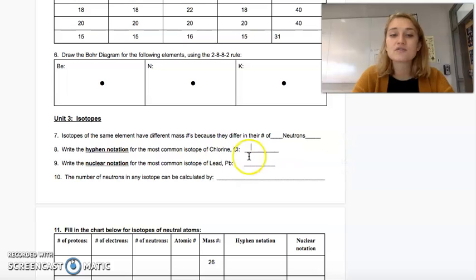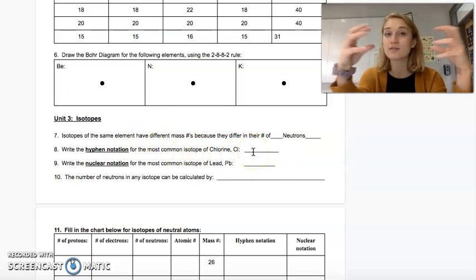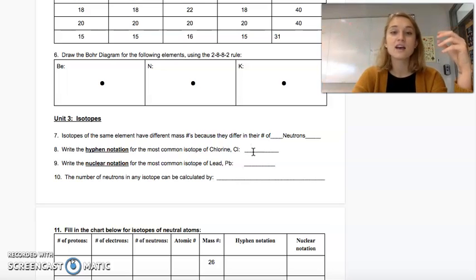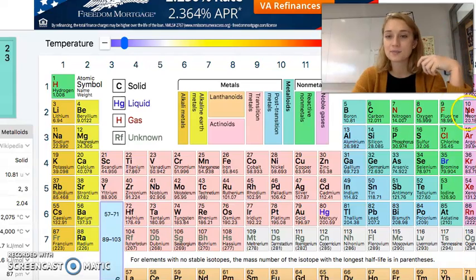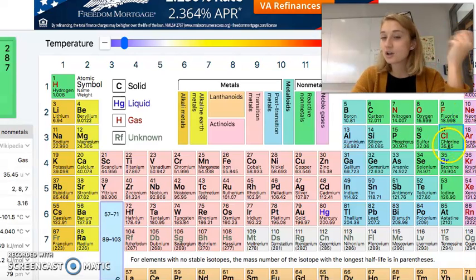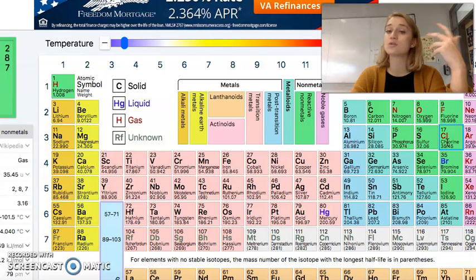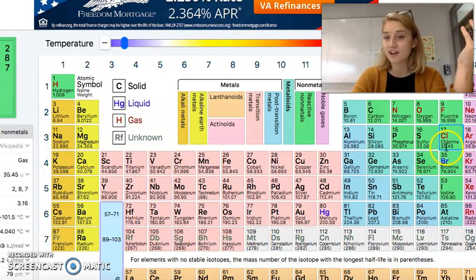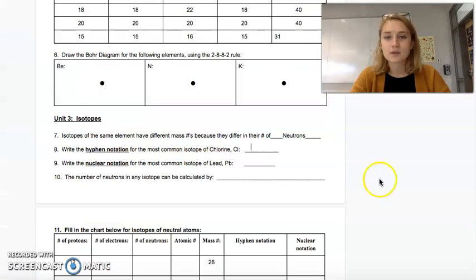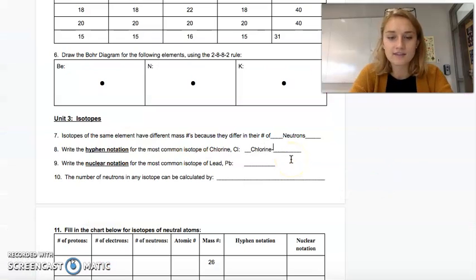Write the hyphen notation for the most common isotope of chlorine. So first, hyphen notation, that's the name of the element, hyphen, its mass. If I want to know the most common isotope, I go to the periodic table. Right, so the number this is closest to is the most abundant or the most common isotope. So I have 35.45 as my mass. So I would round to 35, which means I'm just going to write chlorine hyphen 35. That's the most common isotope.